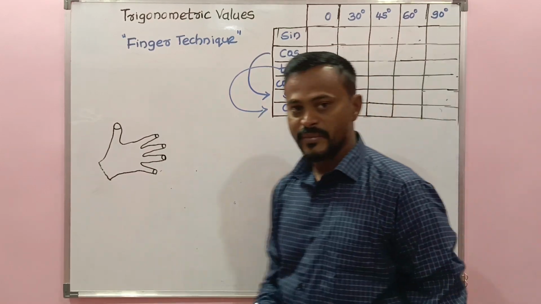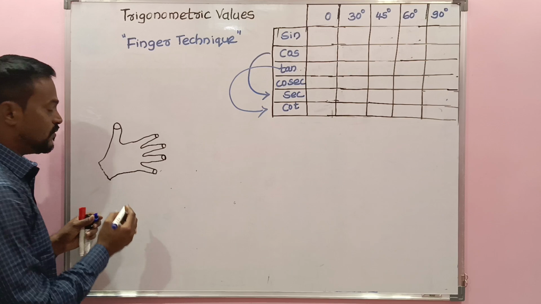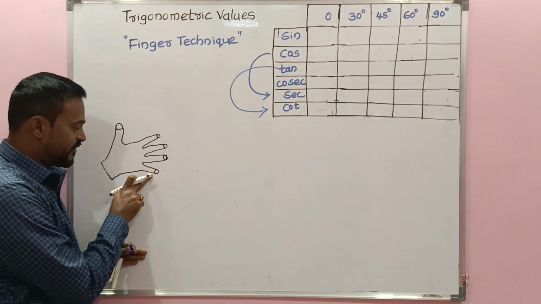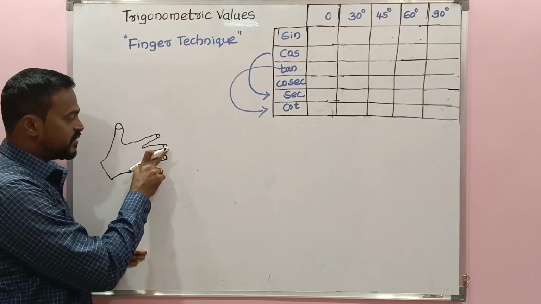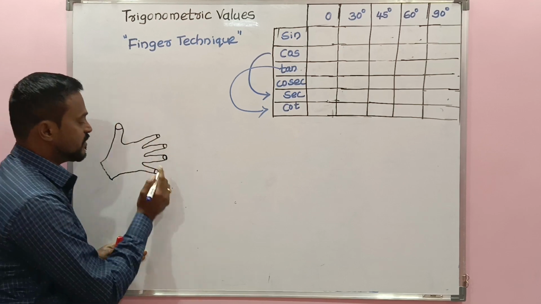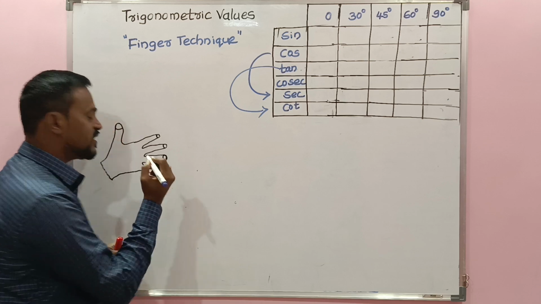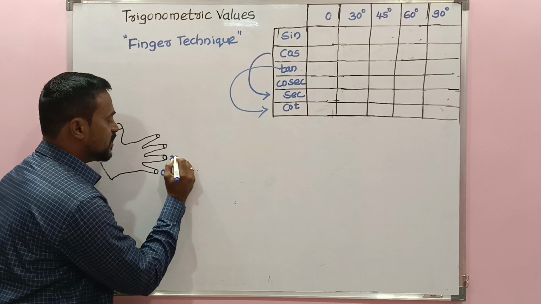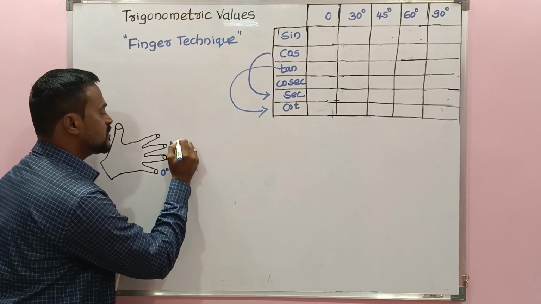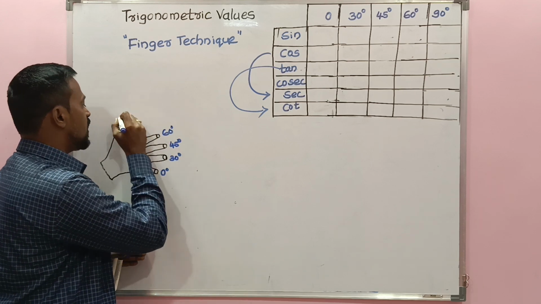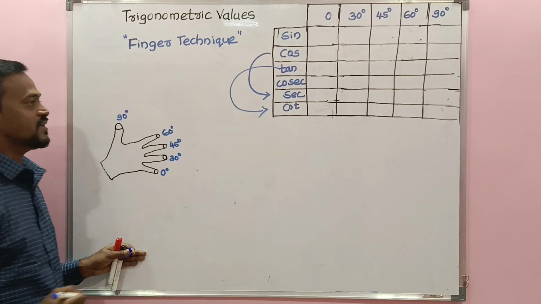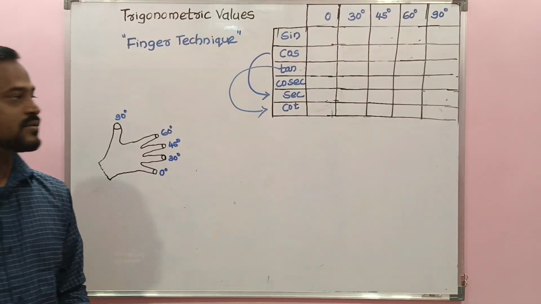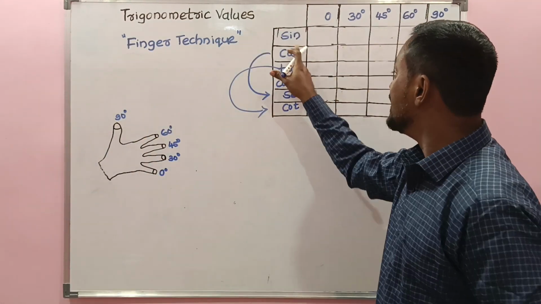Now, I have already drawn my palm here, so I will note this: this is the little finger, ring finger, middle finger, showing finger and thumb finger. So from the little finger, let me start from the 0 degree. Here this happens to be 30 degree, 45 degrees, 60 degrees, and the thumb finger shows 90 degrees. Now for the first time, let us try to find the trigonometric values for sine theta.